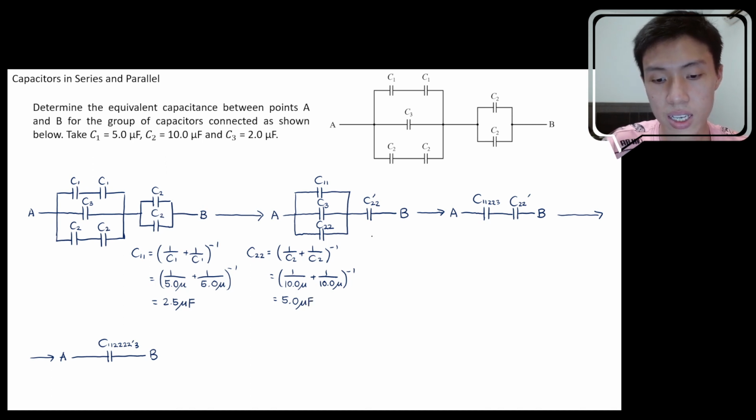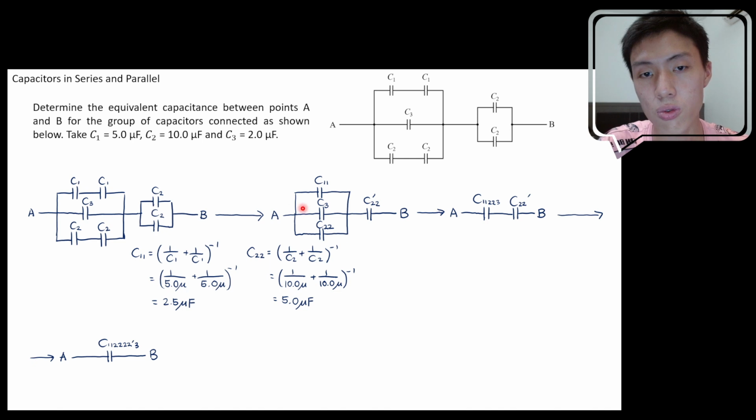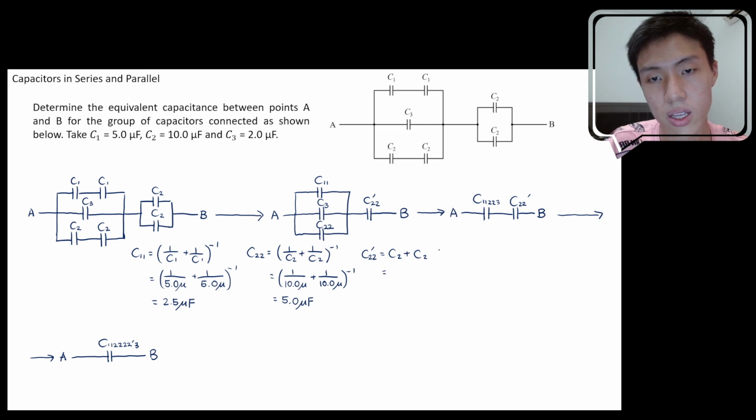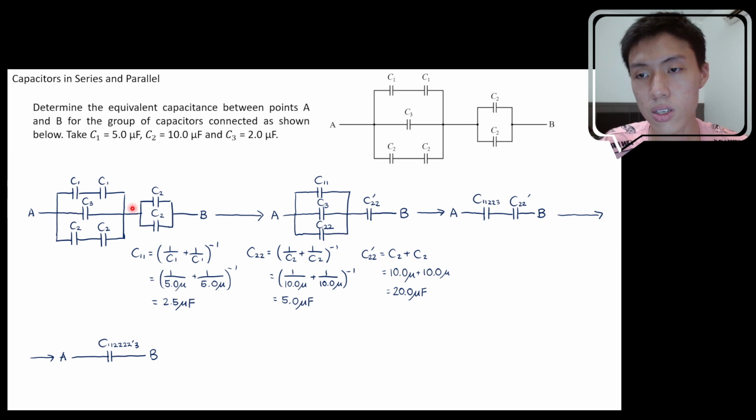Then lastly, we still have the merge between C2 and C2, but this one you get C22 prime, and it's parallel. To merge them in parallel is just C2 plus C2. So if you calculate it, you get 10 micro plus 10 micro, you get 20 microfarad. So these 3 calculations here allow us to merge from this diagram to become this diagram.